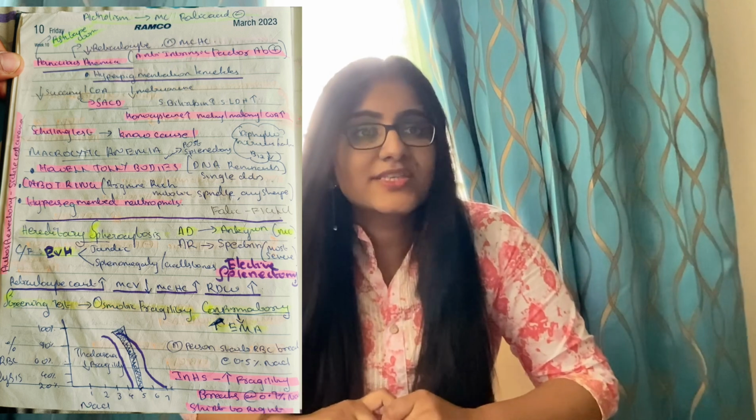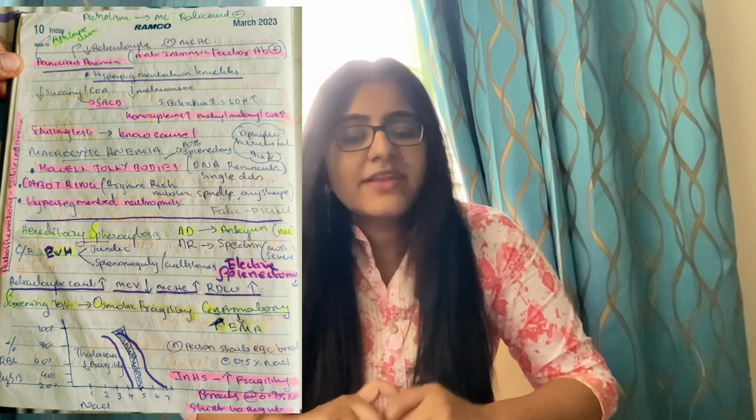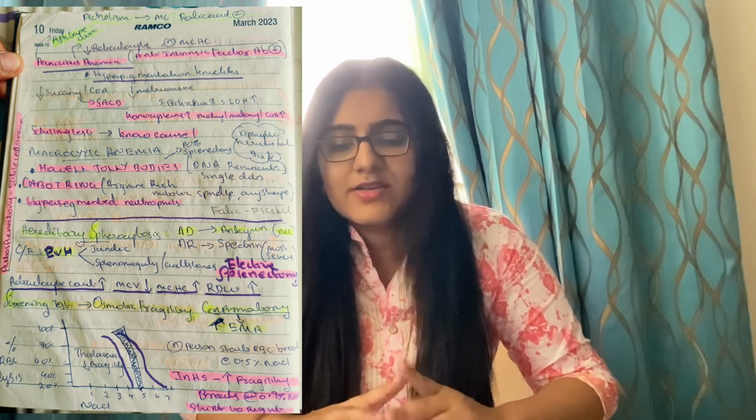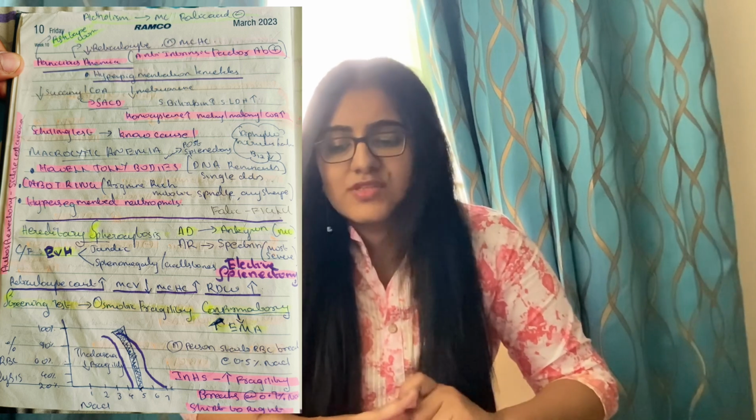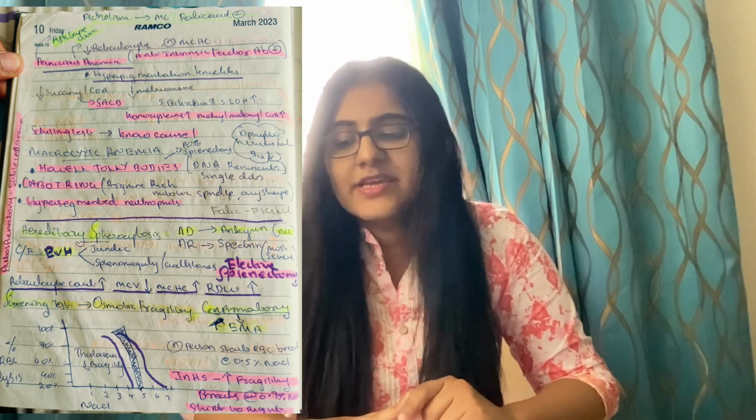Next is hereditary spherocytosis. In that, you can remember autosomal dominant will be ankyrin and autosomal recessive will be spectrin. That will be the most common, and the most severe will be the spectrin. Then you should remember the screening test of hereditary spherocytosis, the most commonly asked question, will be osmotic fragility, and for confirmatory you should do EMA.